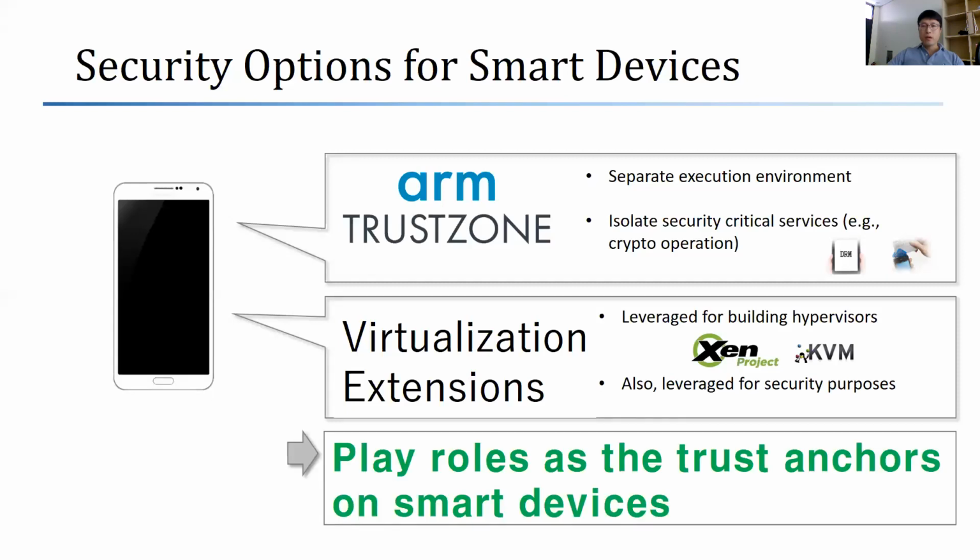Both the TrustZone and hypervisor have higher privilege than normal applications and OS. In addition, under the proper settings of those privileged components, the less privileged and potentially malicious components cannot directly access them. Therefore, they play roles as the trust anchor for building security measures.